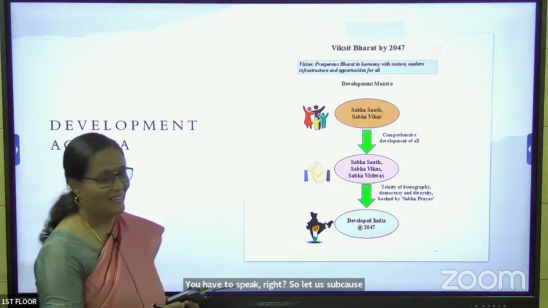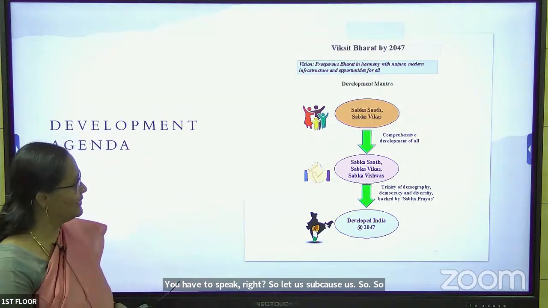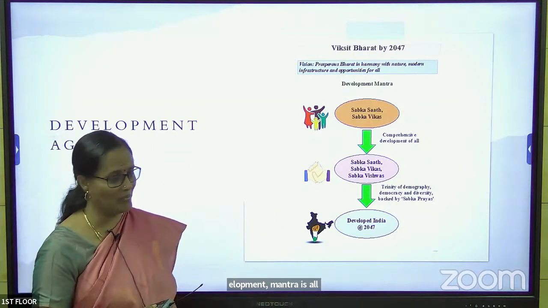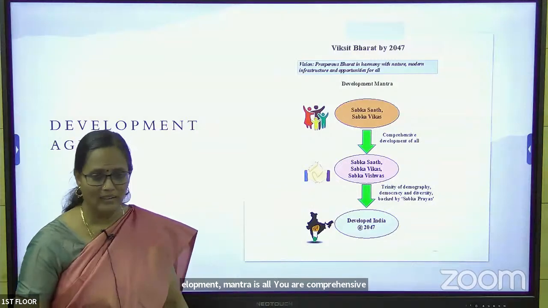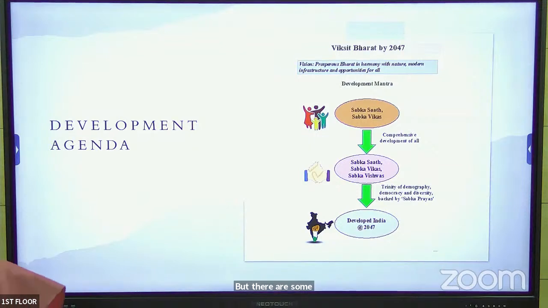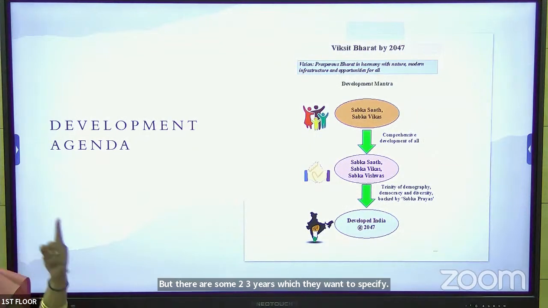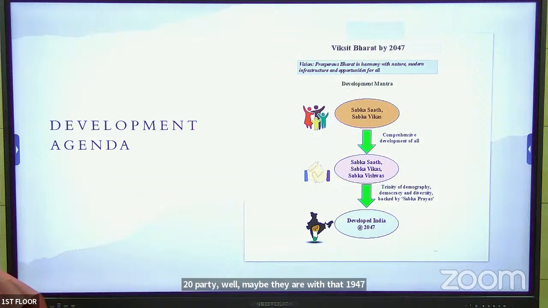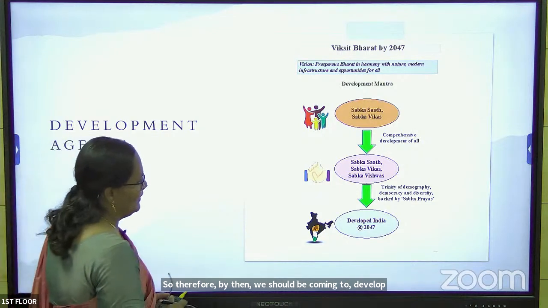So development mantra is all your comprehensive development, which they want to say. There are some 2-3 years which they want to specify. 2047. Maybe they are with that 1947. So therefore, by then at least we should become a developed country. So that's the agenda what we have.